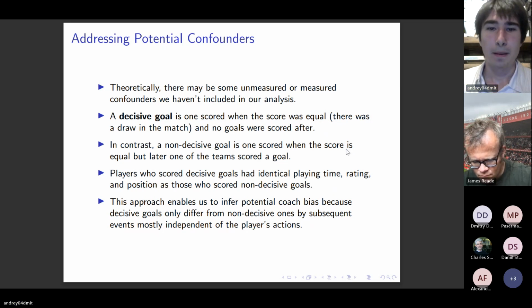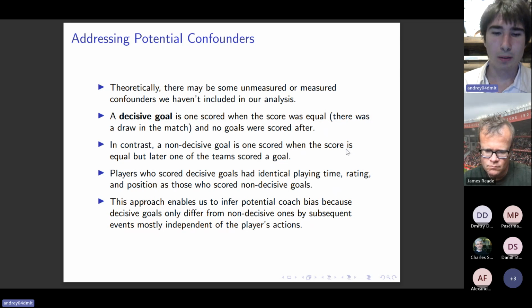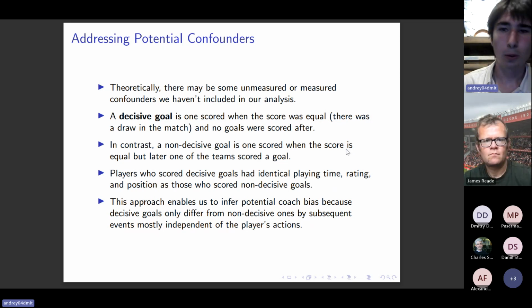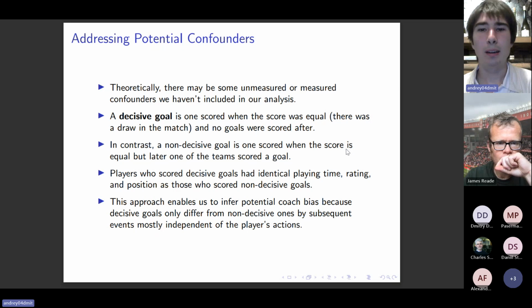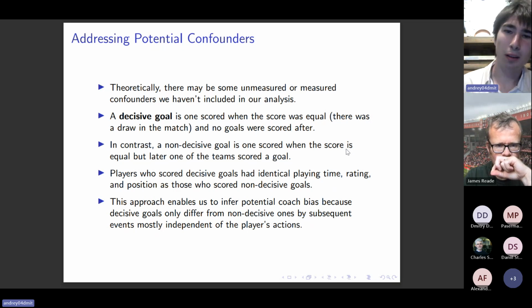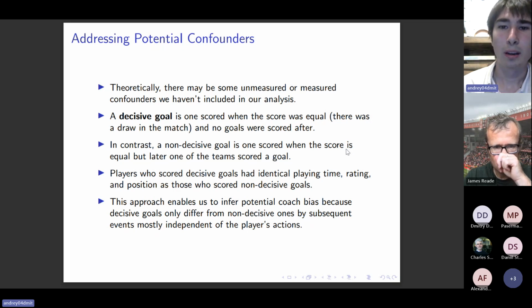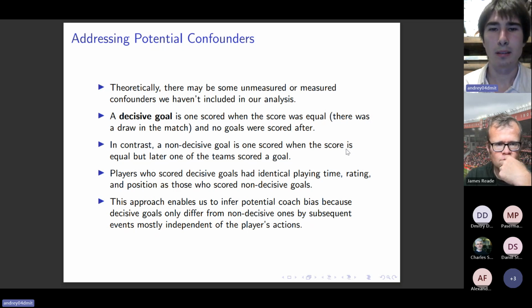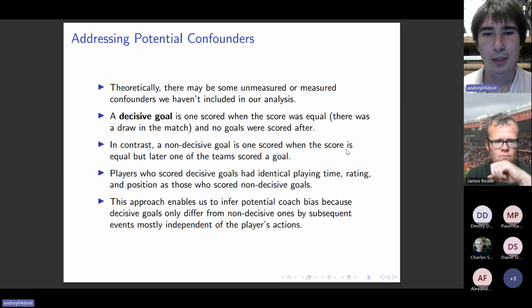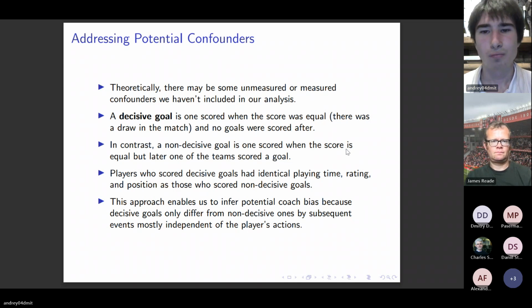So, after controlling for all these confounders, we can say that we don't see any differences between decisive and non-decisive goals. Of course, initially, these samples are very different because decisive goals happened later in the match and so on. Including controlling for these variables is a must have. So, let's move on.